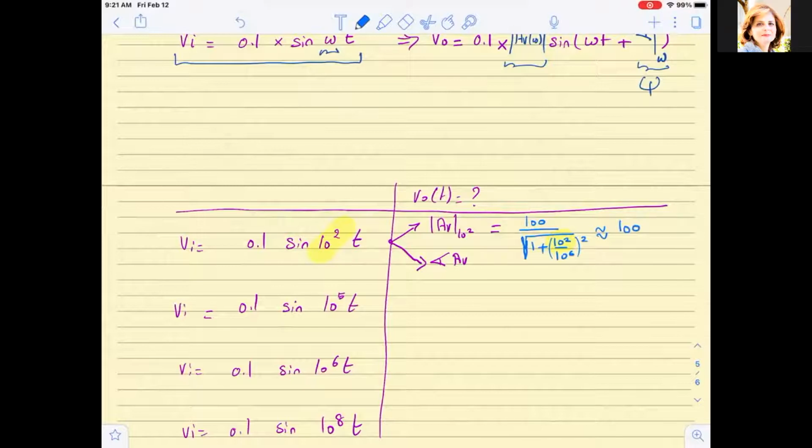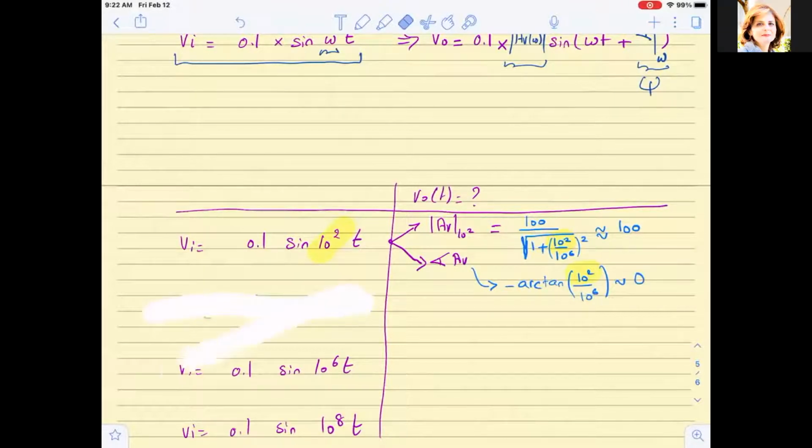And the phase that I am going to incur is equal to minus arctangent of omega that the input is at over omega 0. So this is approximately arctangent of 0, and we can say that this is approximately 0. If we want the exact number, we have it here in the slides, but they assume that it is approximately 0.